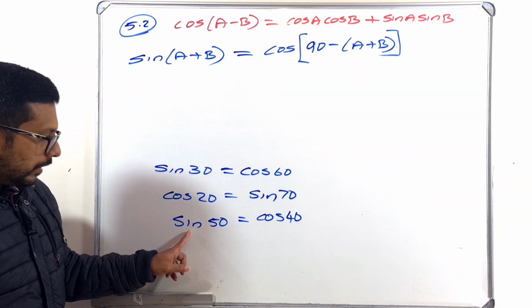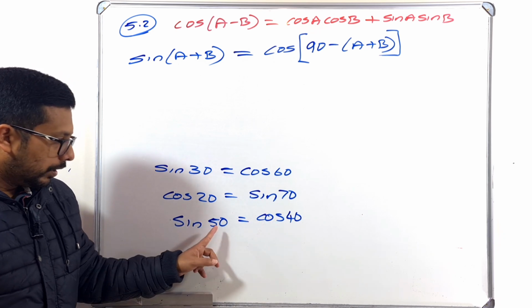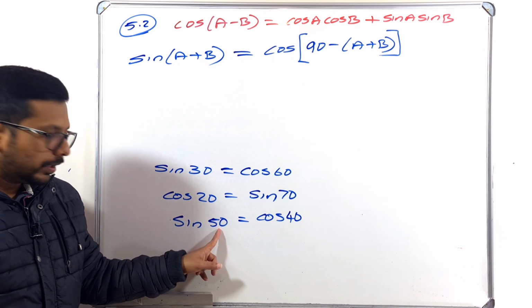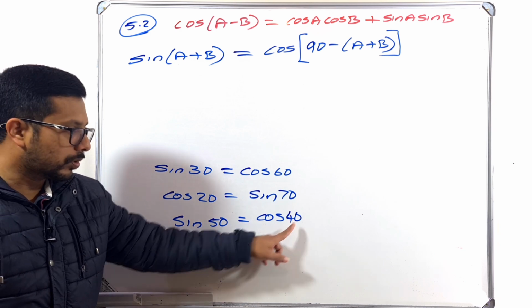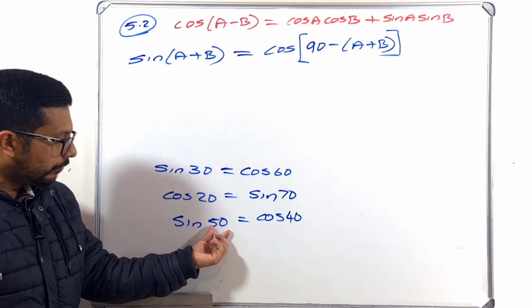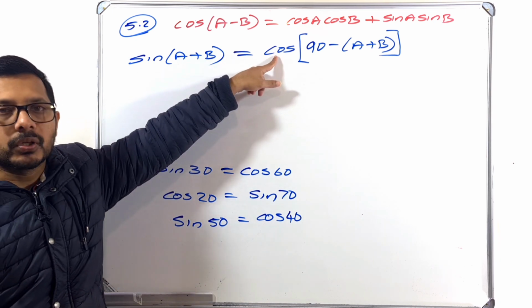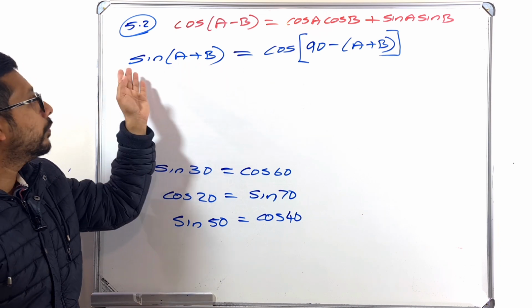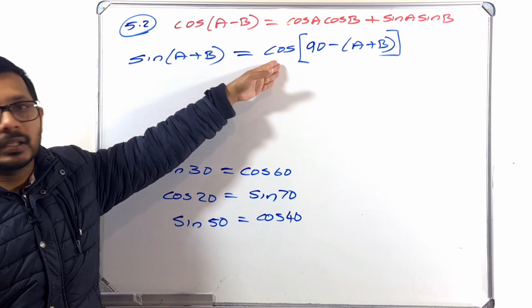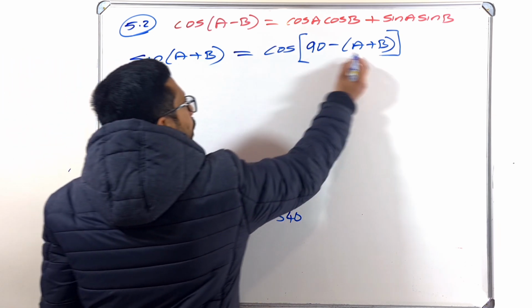Okay. So sine of 50, how do I get 40? 90 minus 50. What is 90 minus 50? 40. That is cos of 40. So instead of 50 here it is a plus b. So how can I write in terms of cos? 90 minus a plus b. Sine of this one is the same as cos of that one. Now expand this one.